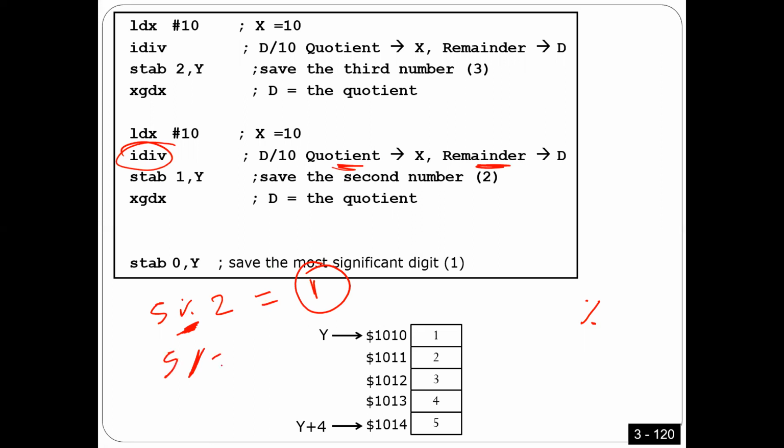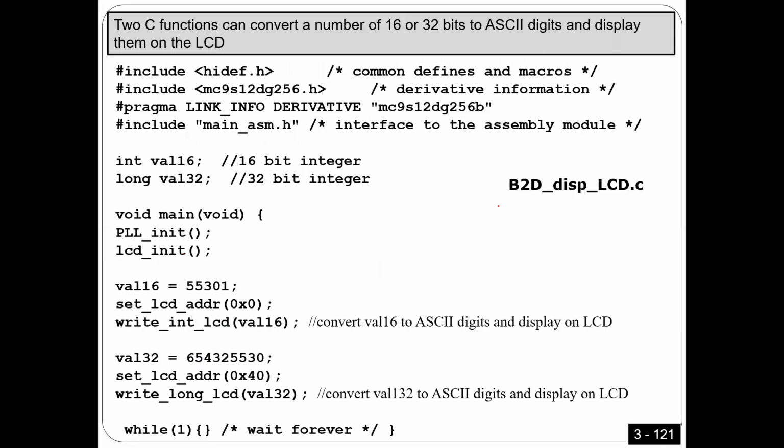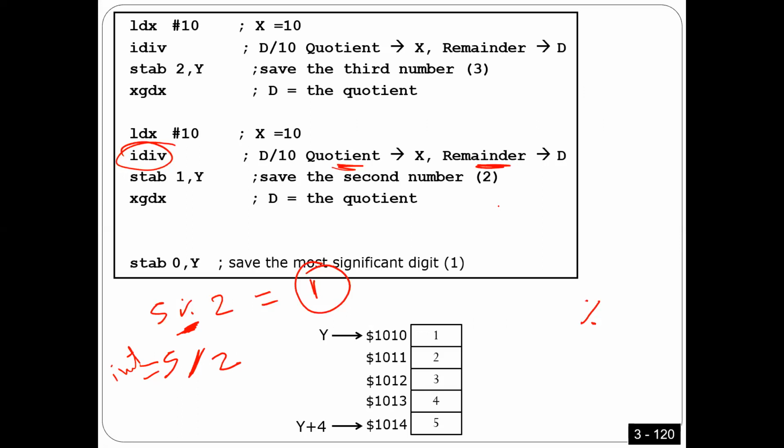For example, 5 divided by 2, but you have to store the result in an integer. 5 divided by 2 should be 2.5, okay? But if you store this in an integer, you are only going to get 2, which is the quotient. So if you want to do the same thing in C language, you have to use percent to get the remainder, and you use division but store the result in an integer so that you store the quotient.